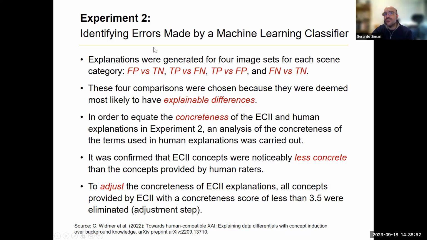So the authors generated 4 image sets to try and compare these 4 classes: false positive versus true negatives, true positive versus false negatives, true positive versus false positive, and false negative versus true negative. They claimed that these were the ones more relevant to distinguish, to have explainable differences essentially.